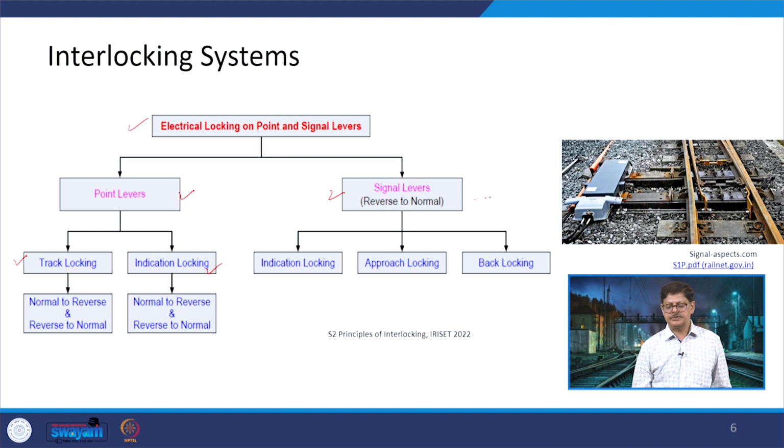Similarly, in the case of the signal levers, it is reverse to normal with indication locking, approach locking and back locking. So, the approach, that particular area, all these locking systems are part of this electrical locking system or interlocking system.